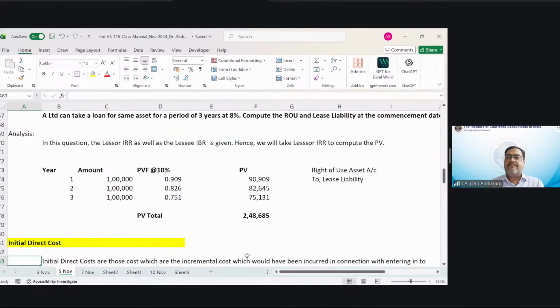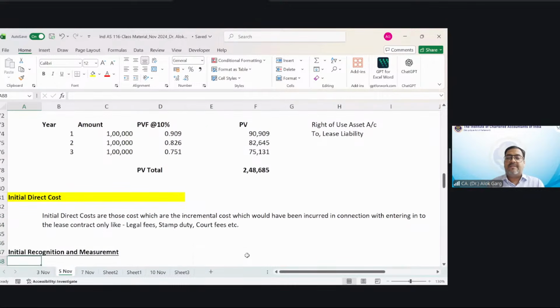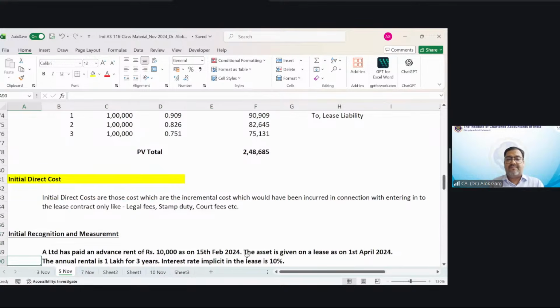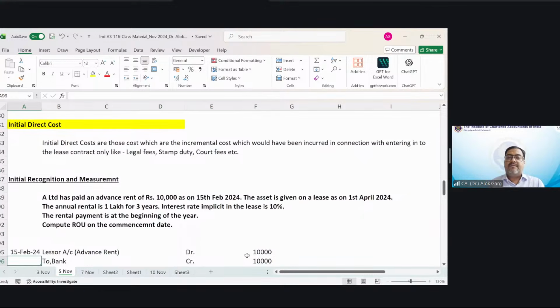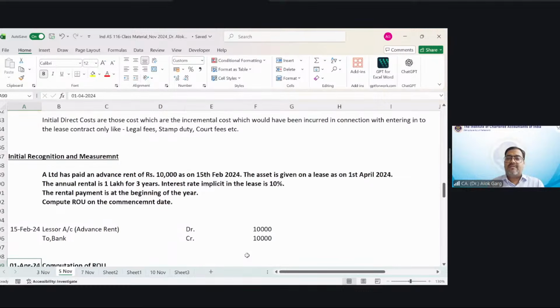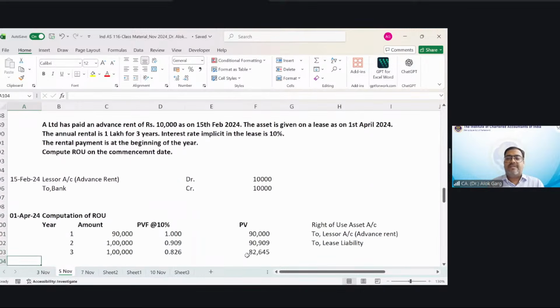Is that clear? Is that clear, my dear friends? Yes. Examples of initial direct cost are legal fees, stamp duty, court fee, etc. Right? Okay. Are you okay in this case, or is there any problem? Is there any problem? Yes, no.